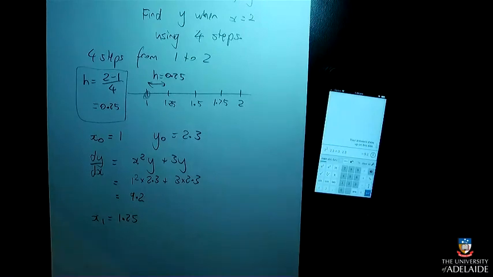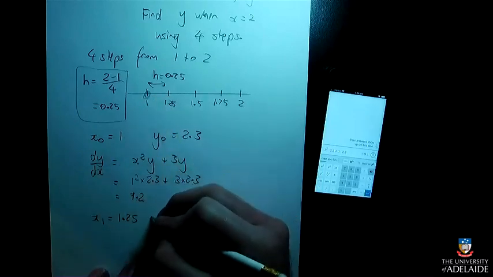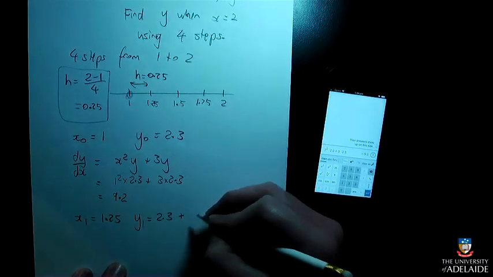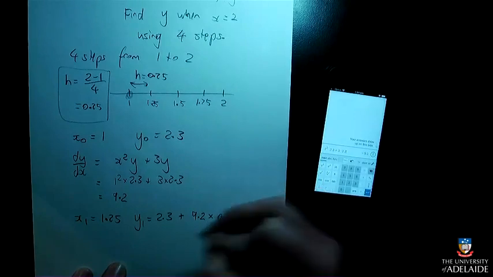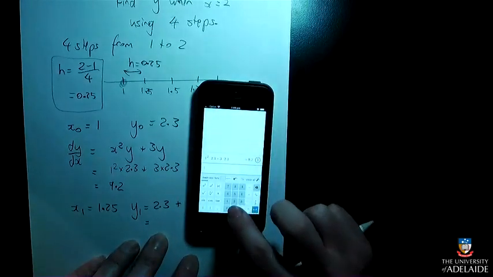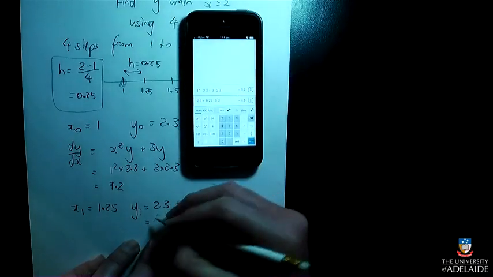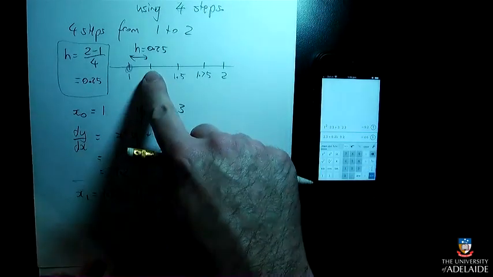So the amount of change in y naught should be the amount of change in the x times the slope. So y1 should be whatever y naught used to be plus 9.2 times the slope. So let's see, 2.3 plus 0.25 times 9.2, which is 4.6. So now I know what's going on with the y at this spot.